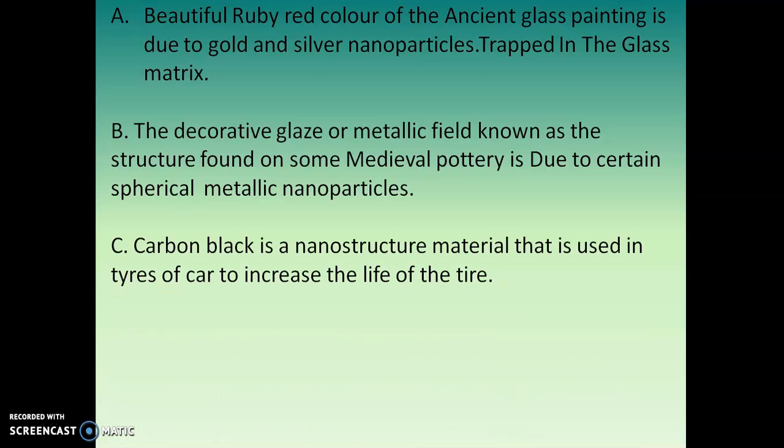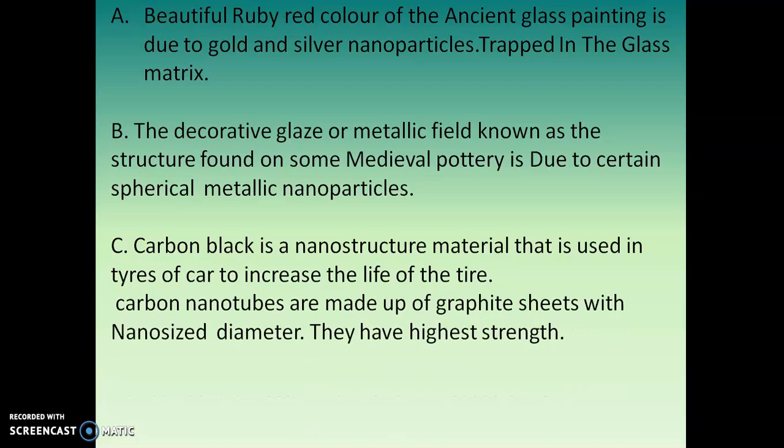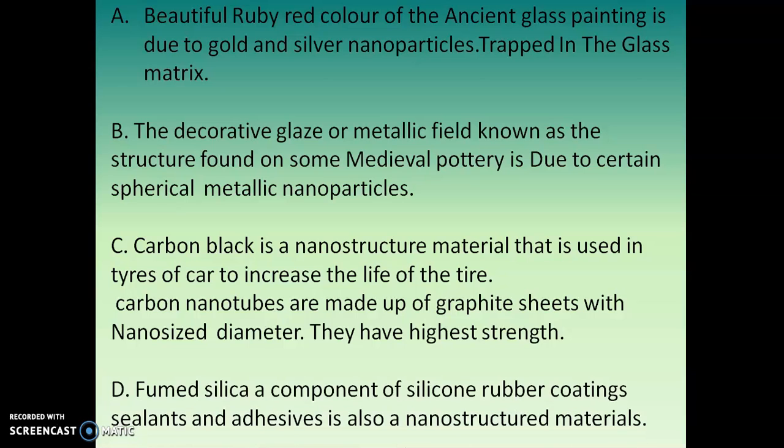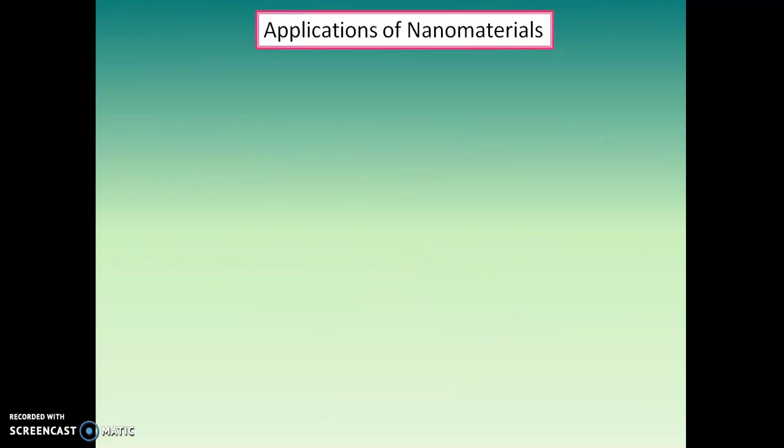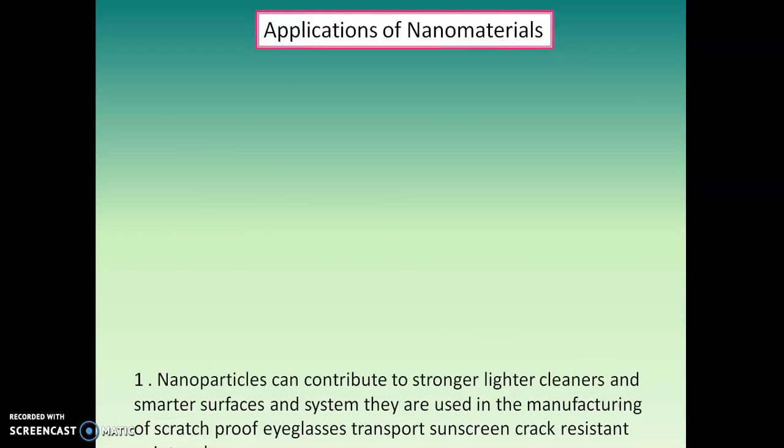Third example, carbon black is a nanostructured material that is used in tires of cars to increase the life of the tire. Carbon nanotubes are made up of graphite sheets with nano-sized diameter. They have highest strength. And last example is fumed silica, a component of silicone rubber, coatings, sealants and adhesives, is also a nanostructured material.